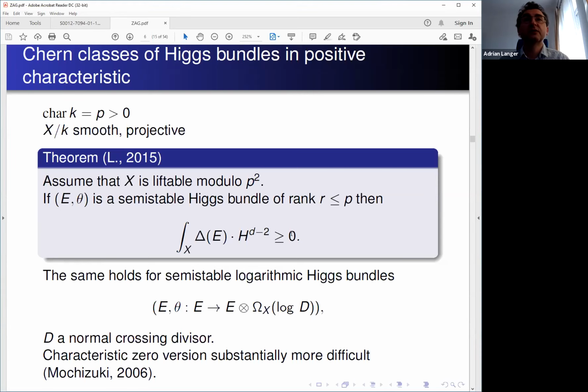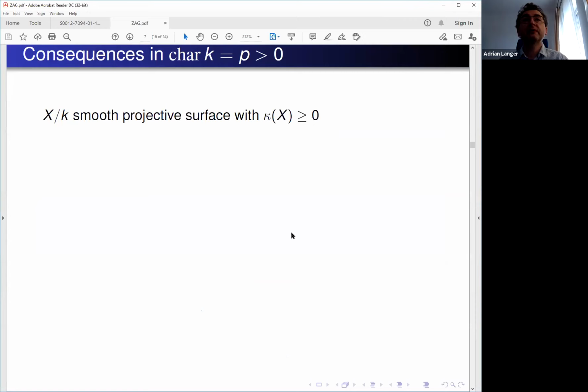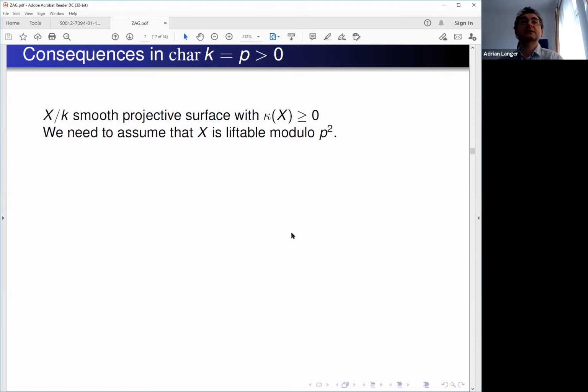And this has some applications to varieties in positive characteristics, similar to the applications that one gets in characteristic 0. So, for example, if we have a smooth projective surface with non-negative Kodaira dimension, then there is the well-known Miyaoka-Yau inequality in case of surfaces in characteristic 0. But it fails in case of positive characteristics. So we still need to assume that this is liftable.